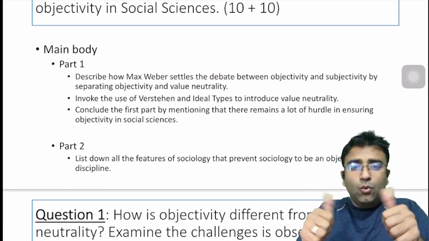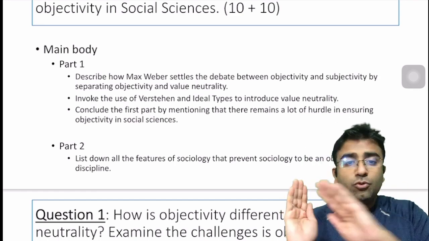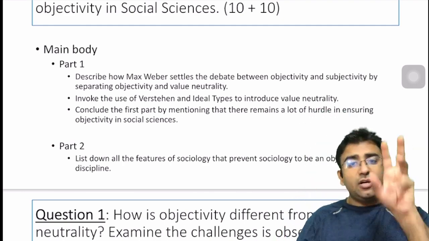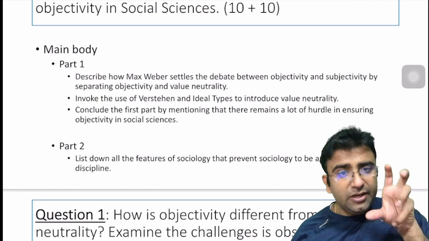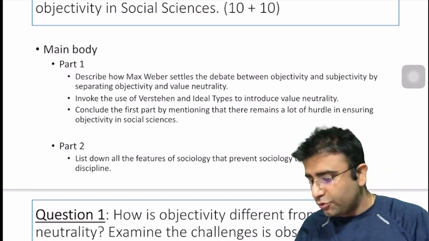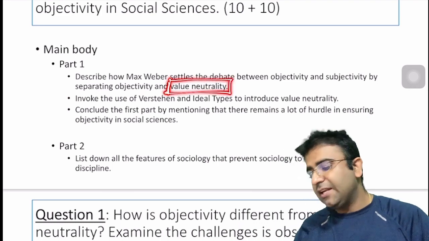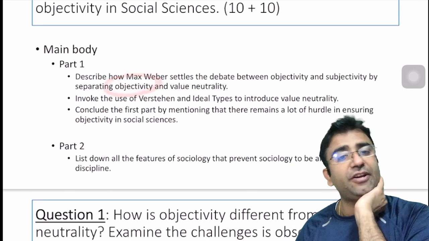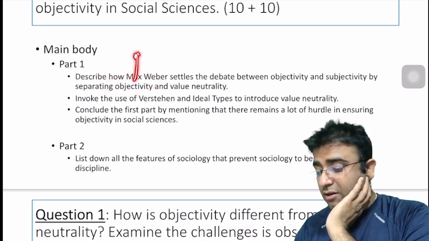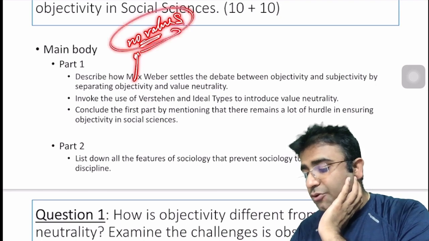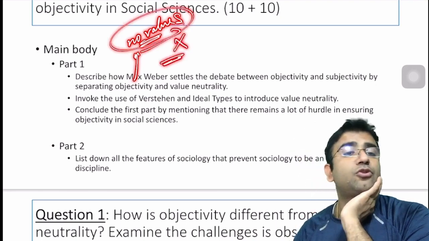So here there is no objectivity. You cannot remove the value component from sociology altogether. And that is why a sociological researcher should clearly spell out all the values that were involved in carrying out a sociological observation, and that is referred to as value neutrality. Whereas objectivity, on the other hand, my dear friends, is something where there are no values. So this is what Max Weber says, that you cannot remove values from sociology.